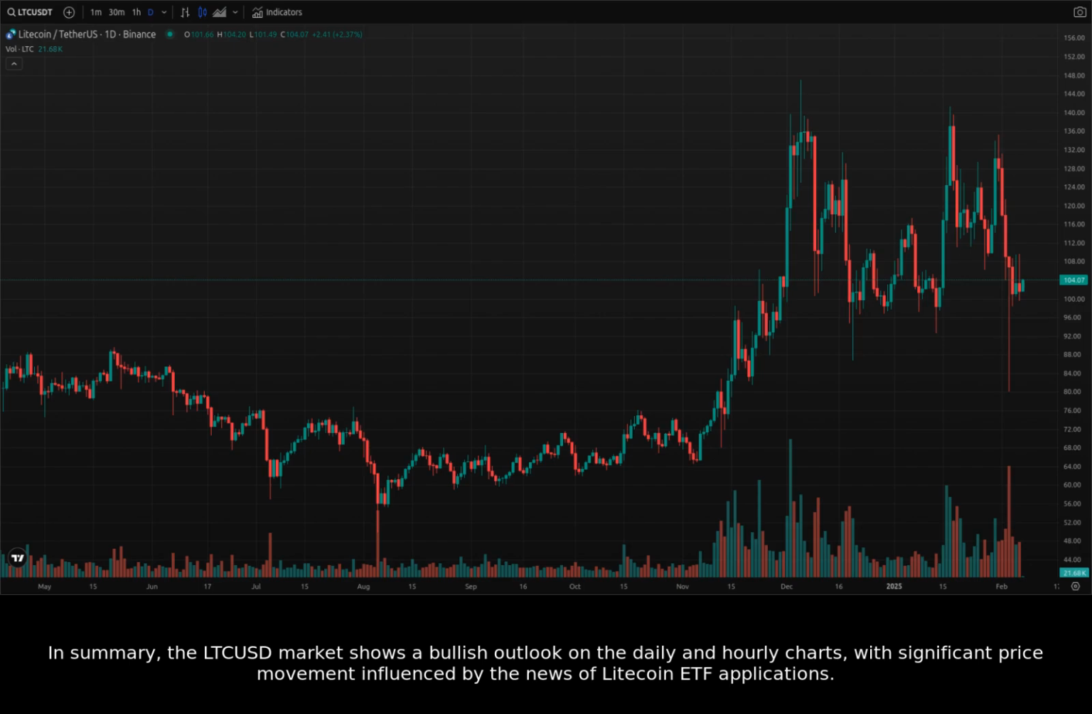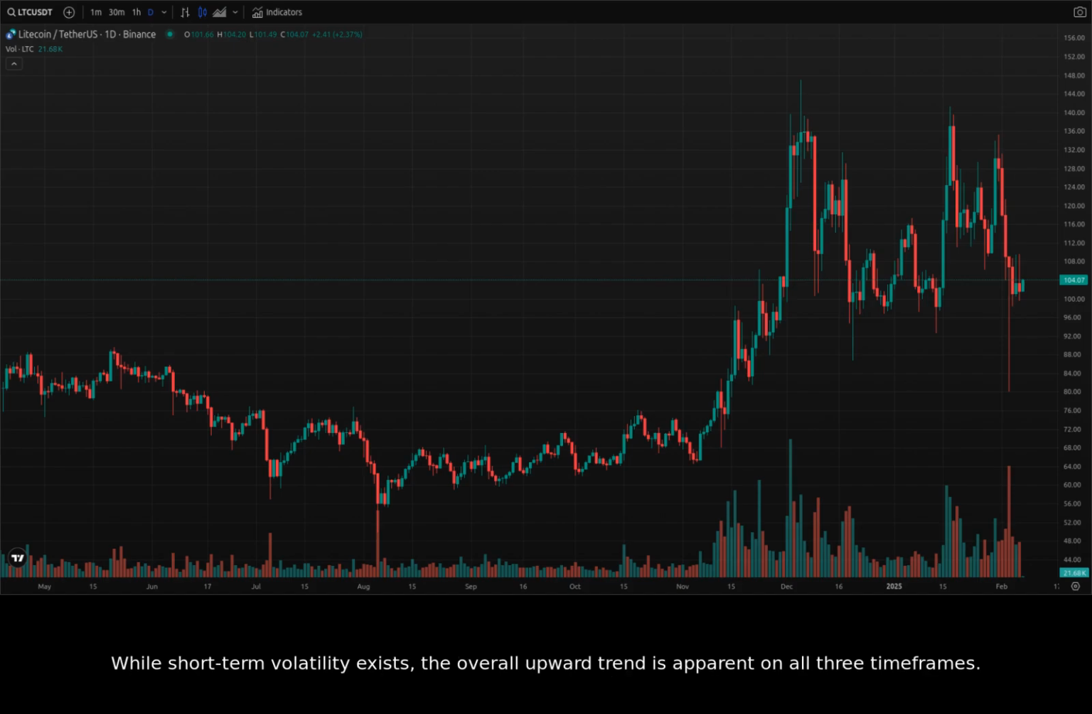In summary, the LTCUSD market shows a bullish outlook on the daily and hourly charts, with significant price movement influenced by the news of Litecoin ETF applications. While short-term volatility exists, the overall upward trend is apparent on all three timeframes. Key support levels of $100 and $90 and resistance levels of $110 and $120 are identified.